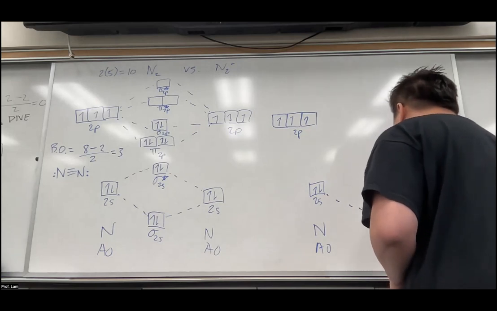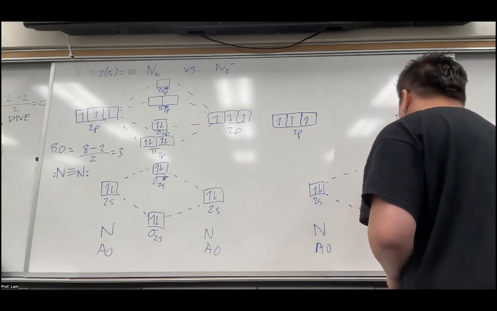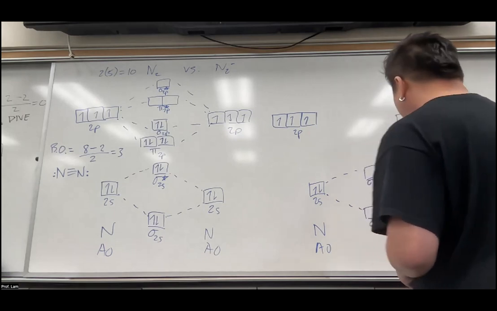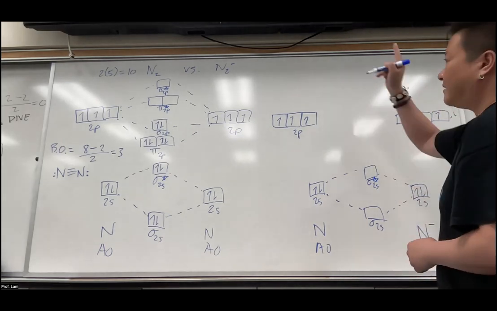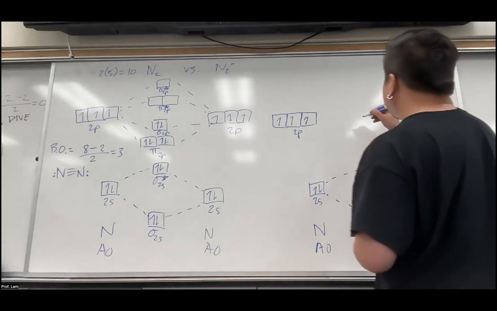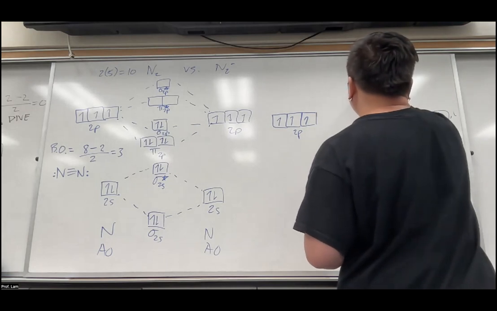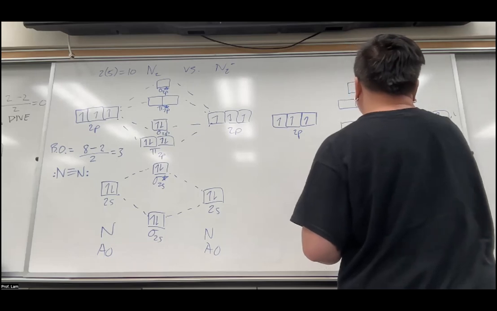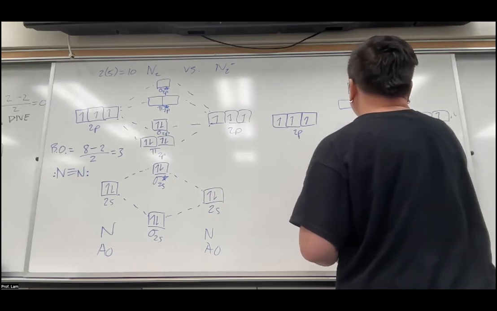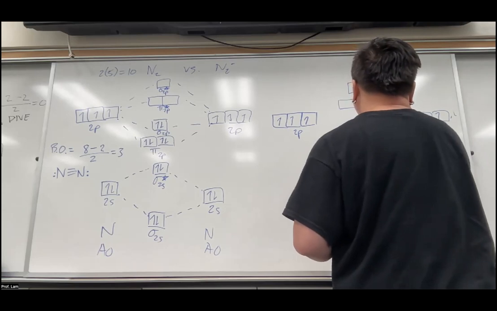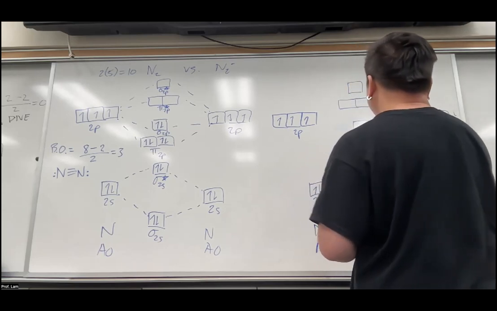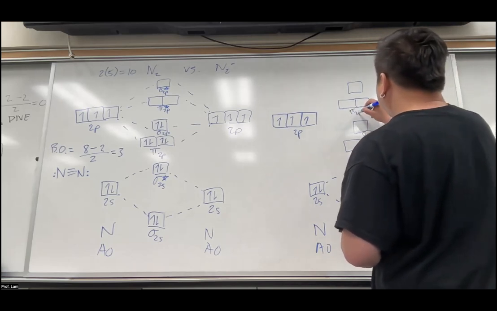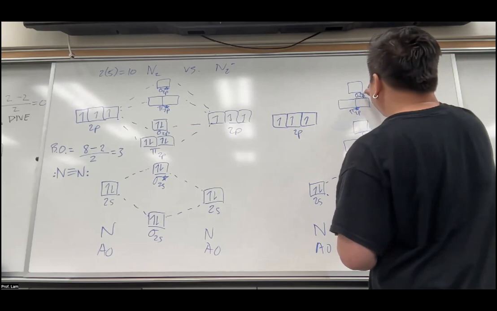Here's my sigma 2s. Here's my sigma 2s star. And then for nitrogen again, the pattern is 1, 2, 1, 2. I'll just generate that first. 1, 2, 1, 2. And we'll label it pi 2p, sigma 2p, pi 2p star, sigma 2p star.